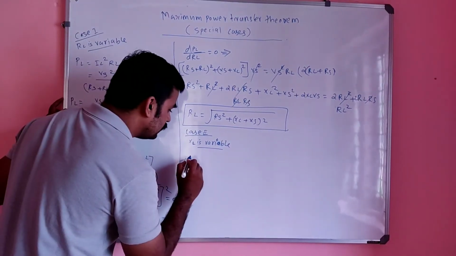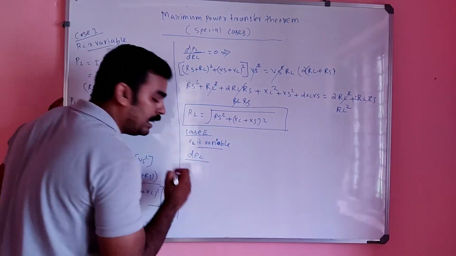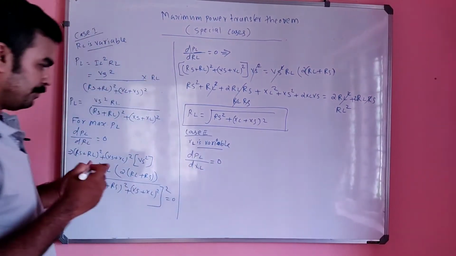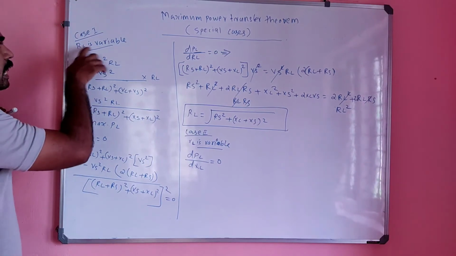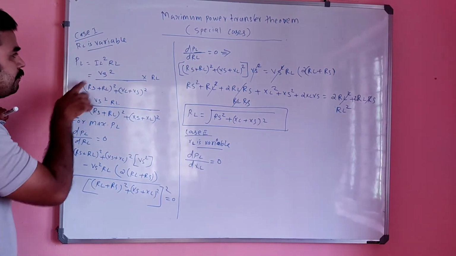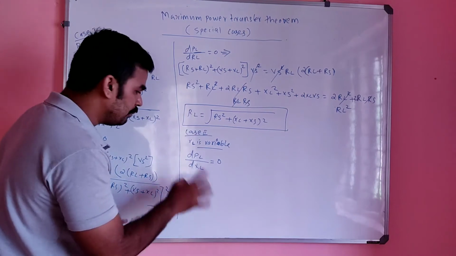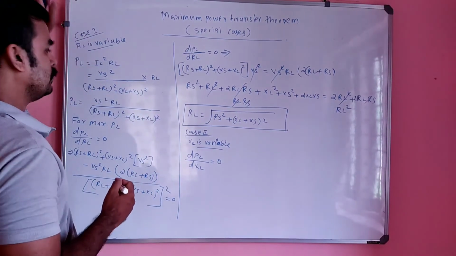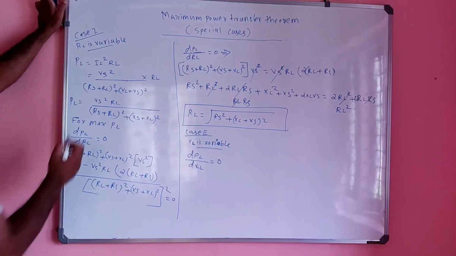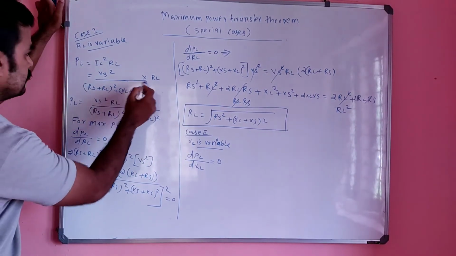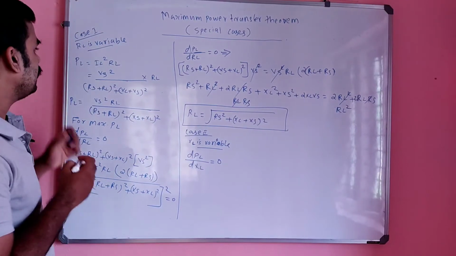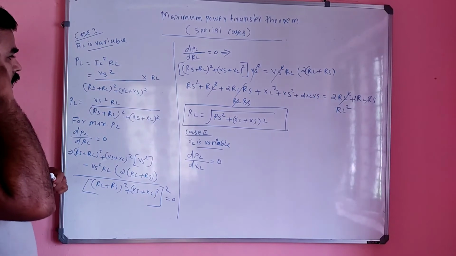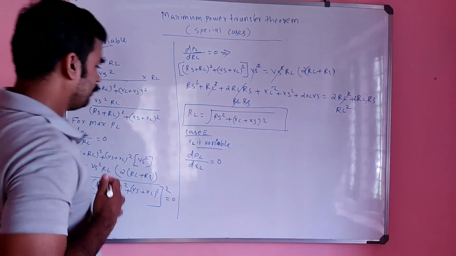For that, dPL divided by not dRL but dXL equal to 0. Is it correct? If RL is variable, it means dPL divided by dRL. For XL variable, it means dPL divided by dXL equal to 0. So let's differentiate. Where is our PL here? Yes, this is our PL. So we can take differentiation of that.